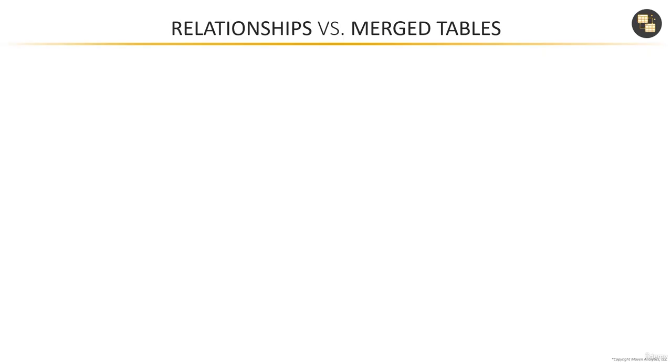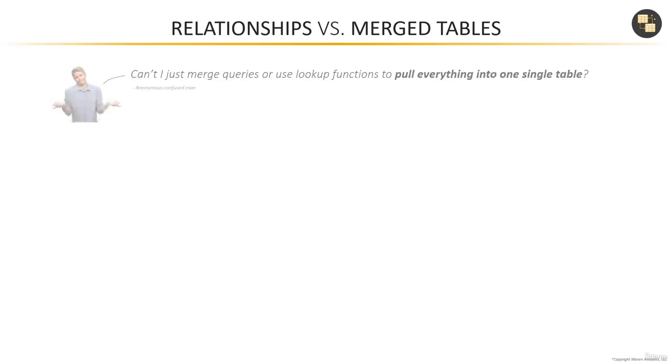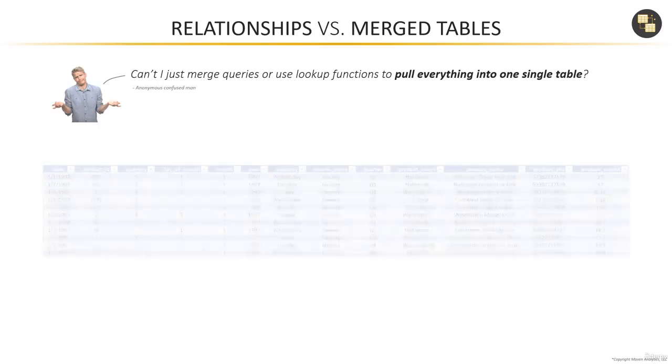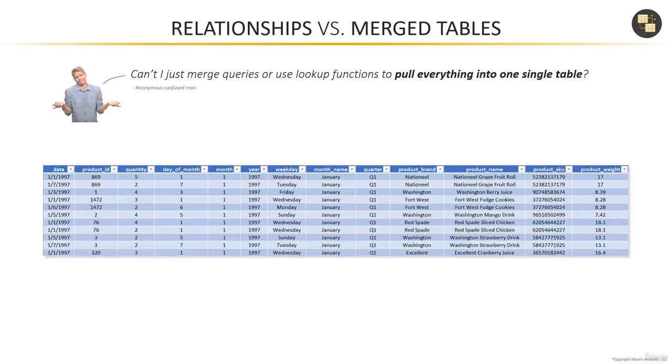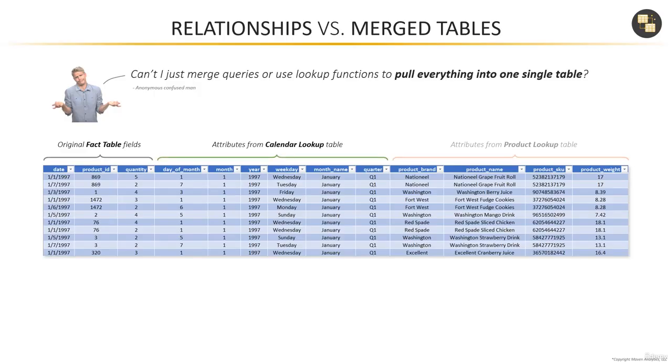Now, I know there are some of you out there watching this video who are thinking like this anonymous confused man. He's saying, why can't I just merge queries or use lookup functions to pull everything into one single table like this? We've got our original fact table fields here on the left, the date, the product ID, the quantity sold. We're just tying in those attributes from our calendar lookup table, as well as our attributes from our product lookup table. This could go on and on and on depending on the keys that you have available.